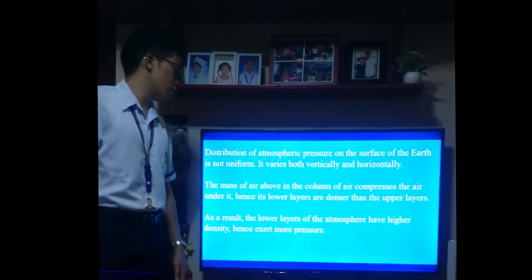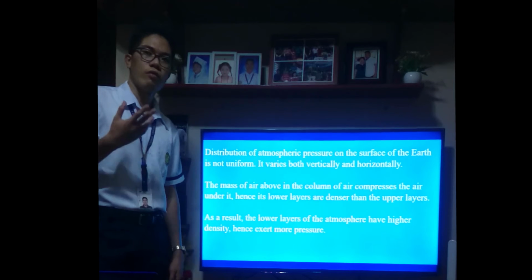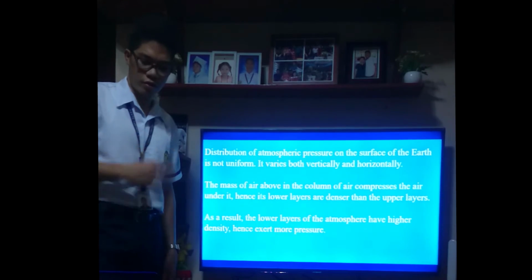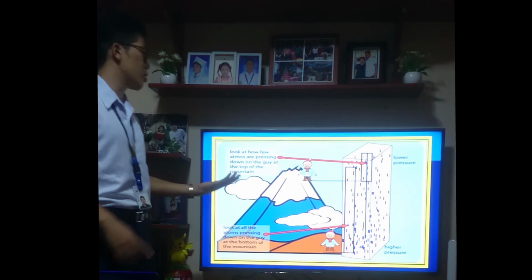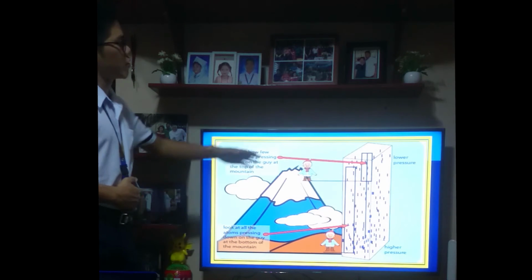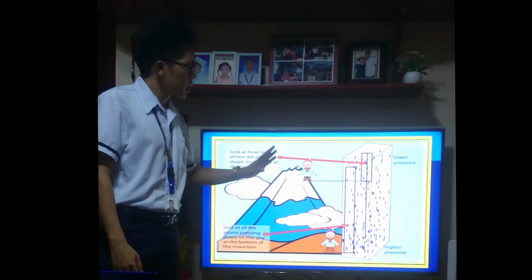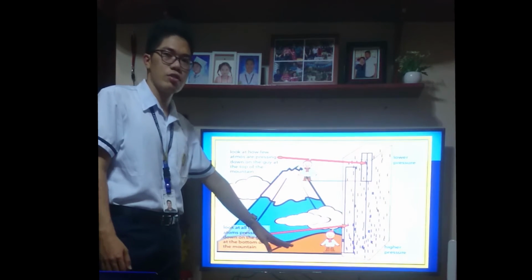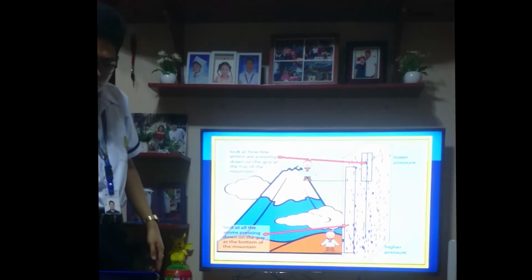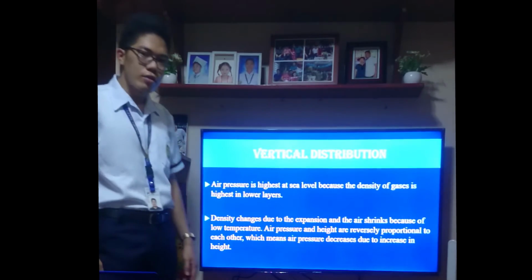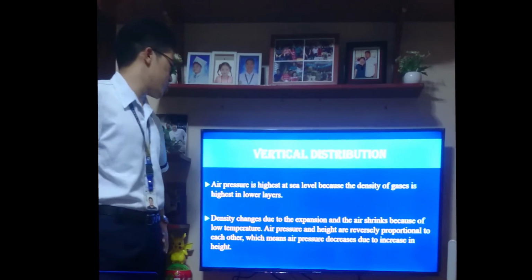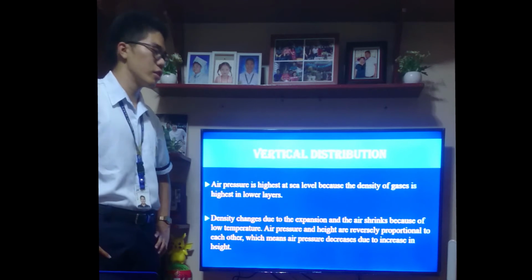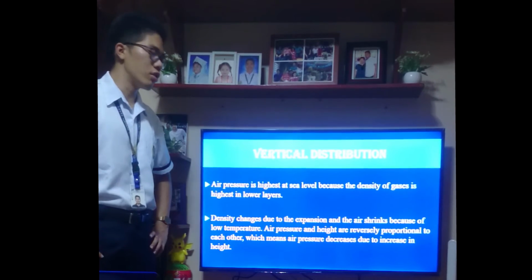So as a result, the lower layers of the atmosphere have higher density, hence exerts more pressure. So take a look at this illustration. As you can observe, the higher the altitude, the lower the pressure. The lower the altitude, the higher the pressure. First, we have the vertical distribution. Air pressure is highest at sea level because the density of gases is highest in lower layers.